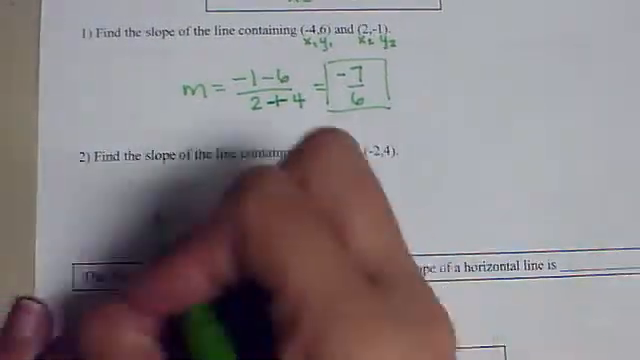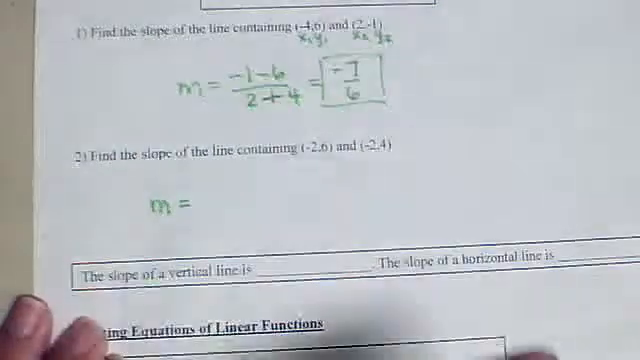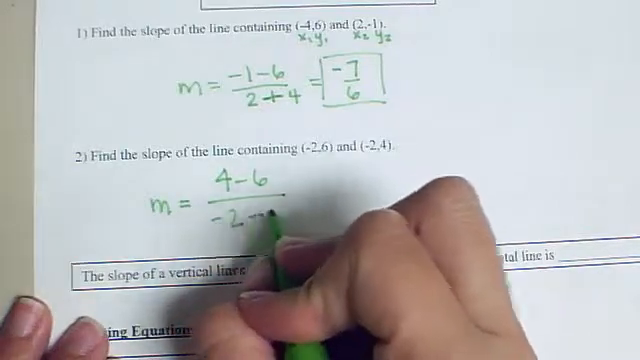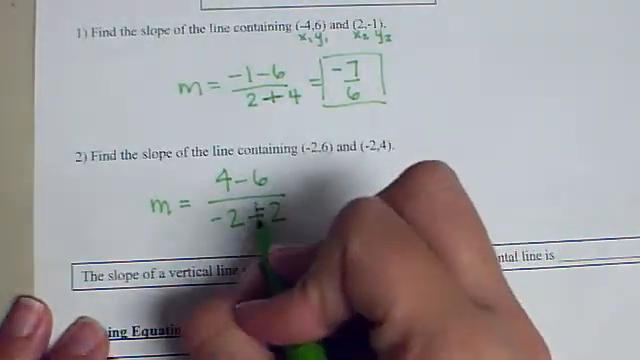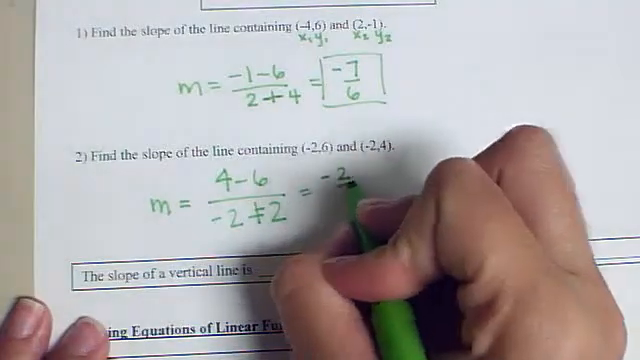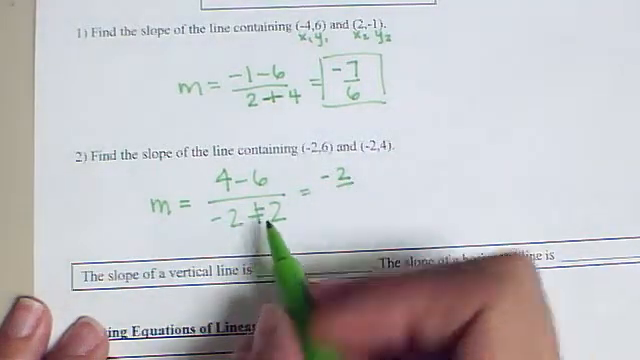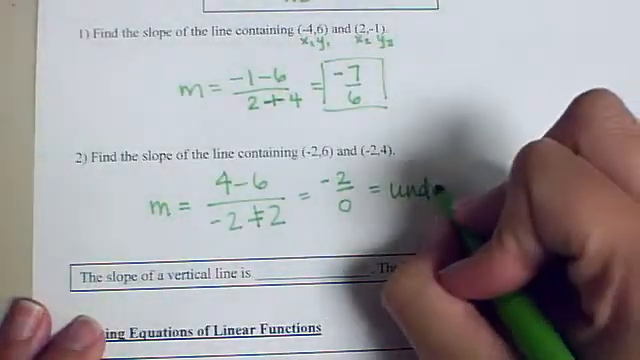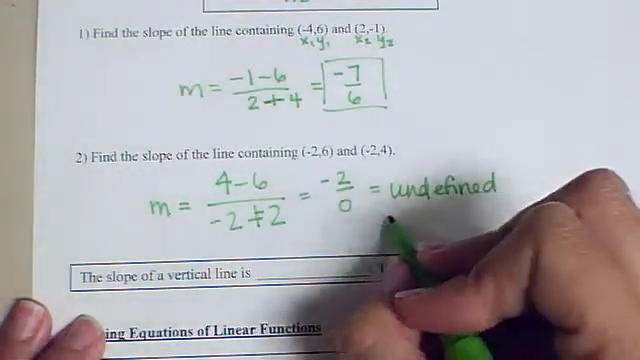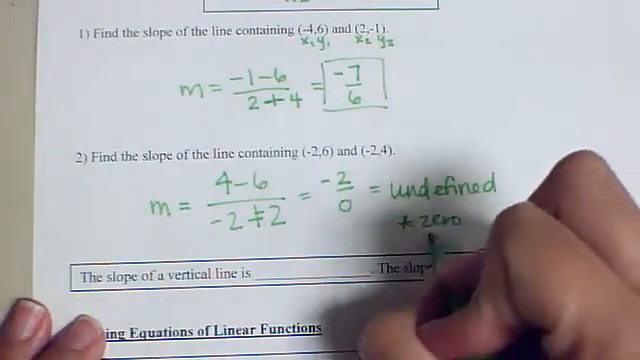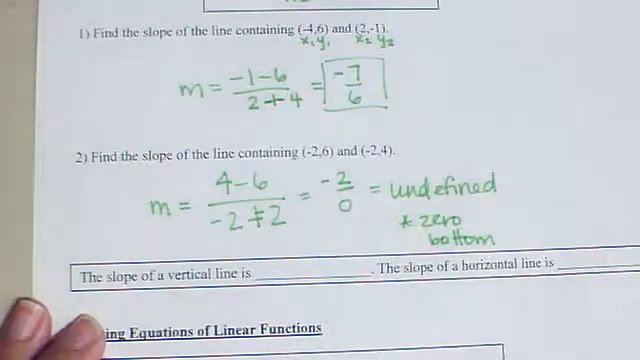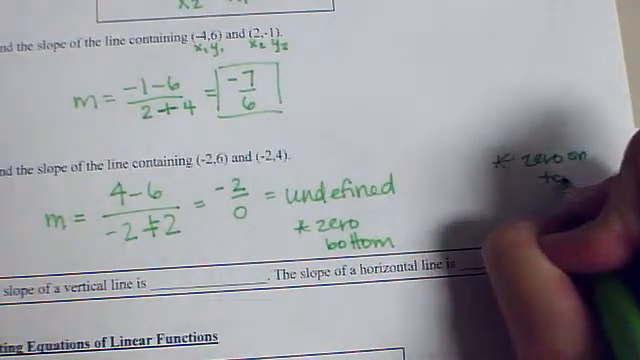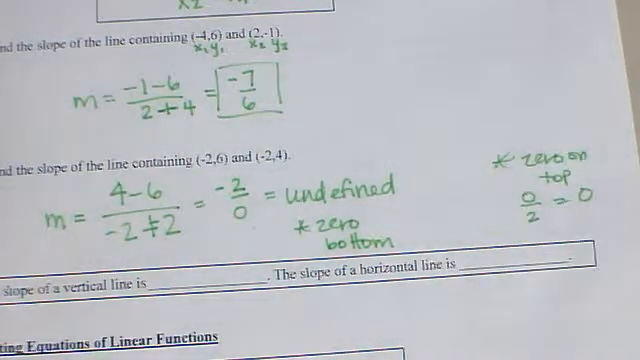Let's try one more. Find the slope of the line containing negative 2, 6, and negative 2, 4. So I'm going to do 4 minus 6 over negative 2 minus negative 2. Again, this becomes a plus. I've got negative 2 over negative 2 plus 2, which is 0. Remember, anytime 0 is on the bottom, the slope is undefined. So 0 on the bottom, I'm going to put a star there. 0 on the bottom means undefined. If you were to have 0 on top, such as 0 over 2, then that is just equal to 0.